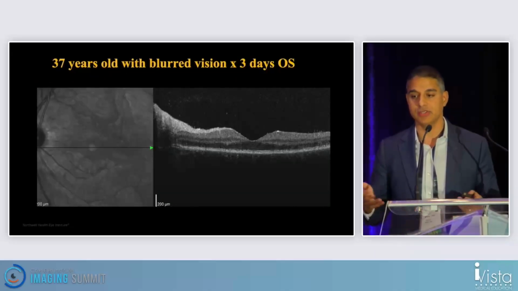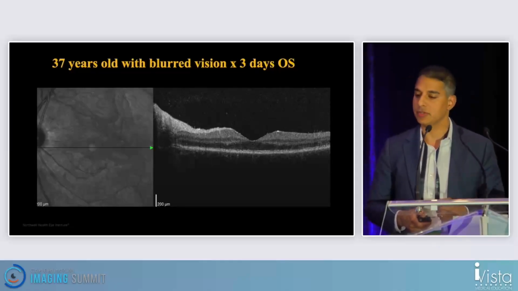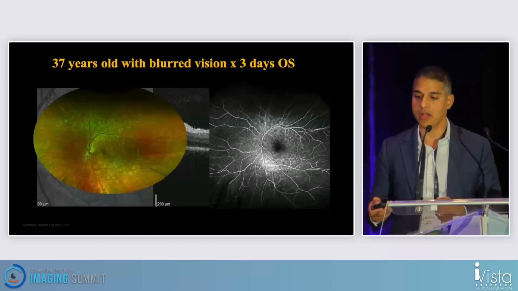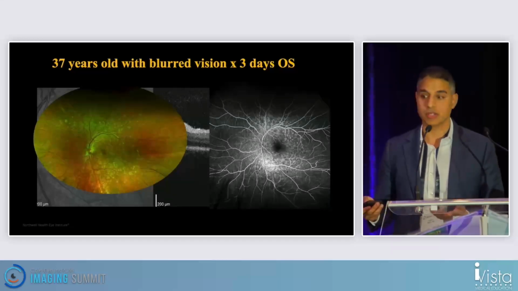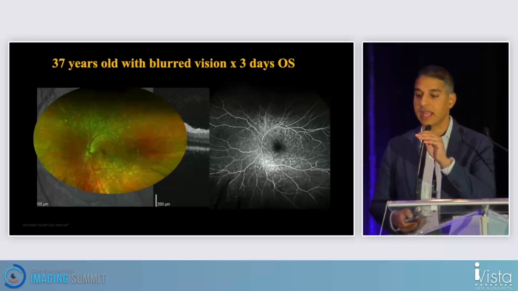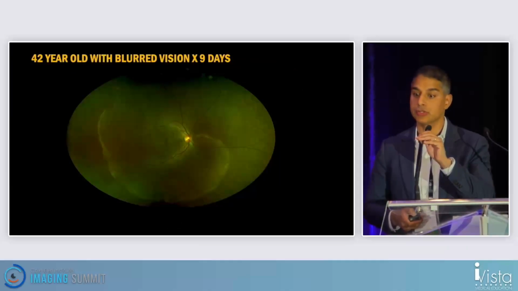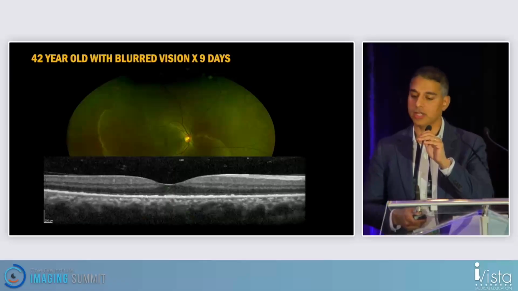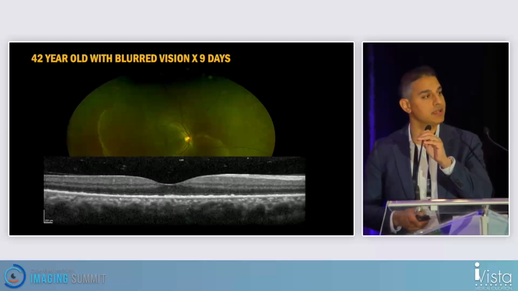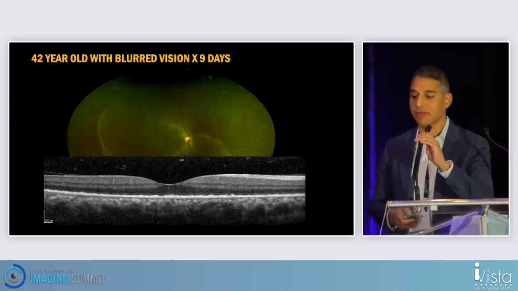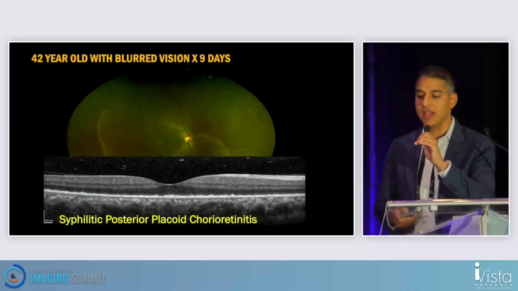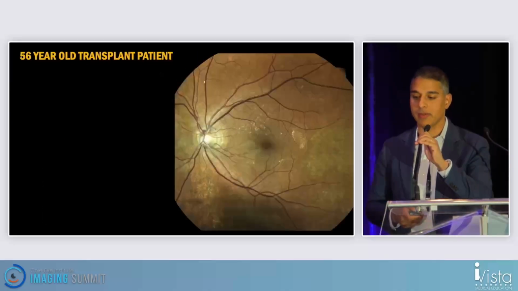So take this case: 37 years old, blurred vision for 3 days. You see the shaggy ellipsoid zone layer attenuation and loss. When you take the fundus photo and fundus autofluorescence, all of a sudden we get a pretty characteristic diagnosis of MUDES. Take this case: 42 years old, blurred vision for 9 days, came to see me at Bellevue Hospital in New York City, and you see this annular placoid lesion. When you look at the OCT, this is the classic case every resident and fellow needs to know: syphilitic posterior placoid chorioretinitis.